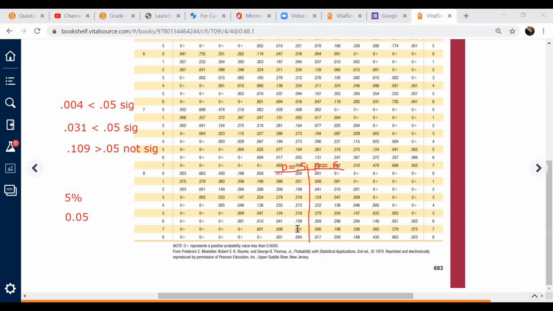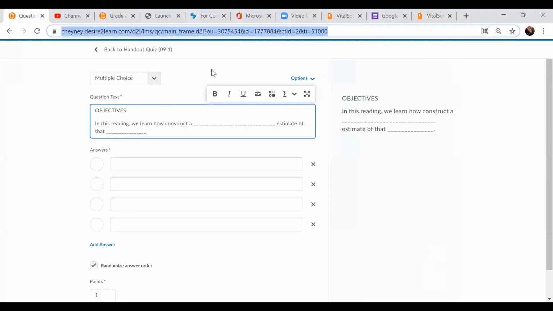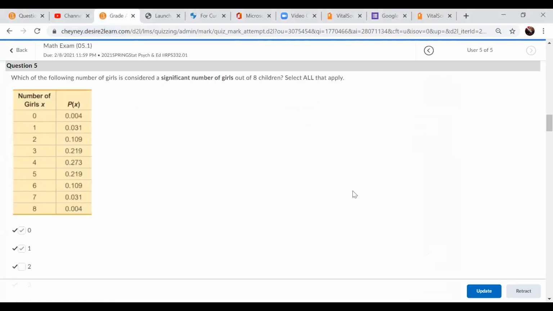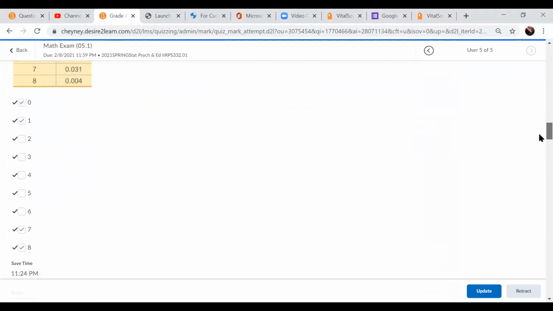And since it's symmetrical, these two also. So the values that you need to pick for that quiz, I'm going to clear all this. When it's asking you which of the following number of girls is considered a significant number of girls out of 8 children, which ones would we pick?